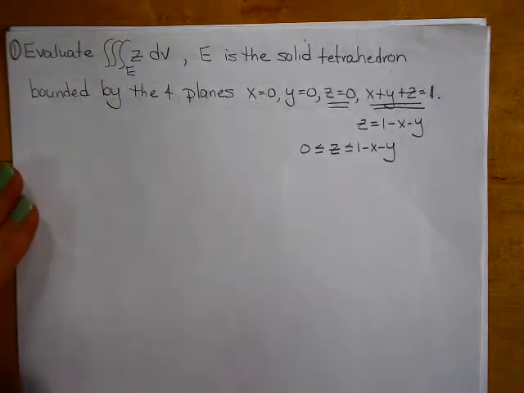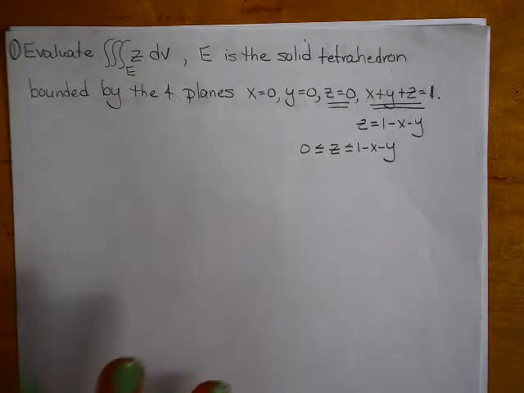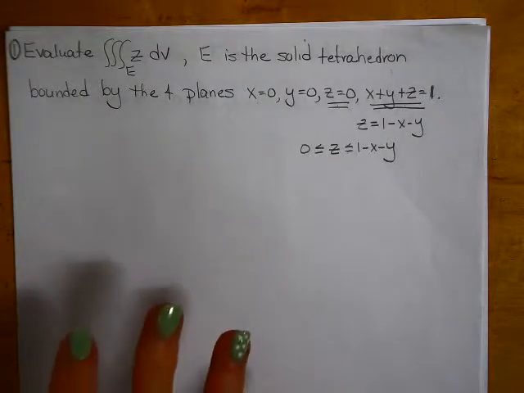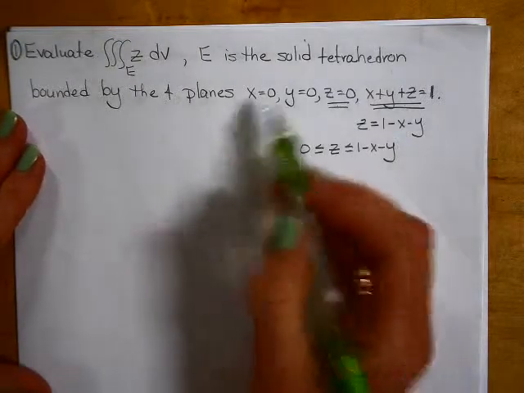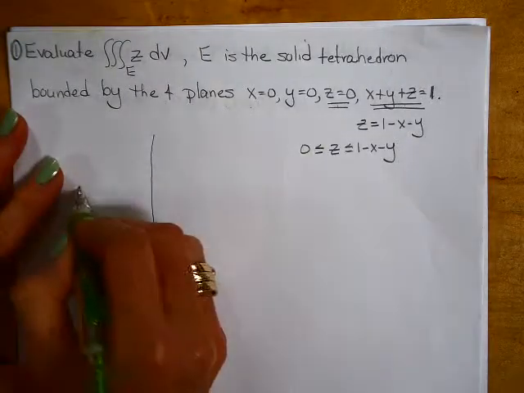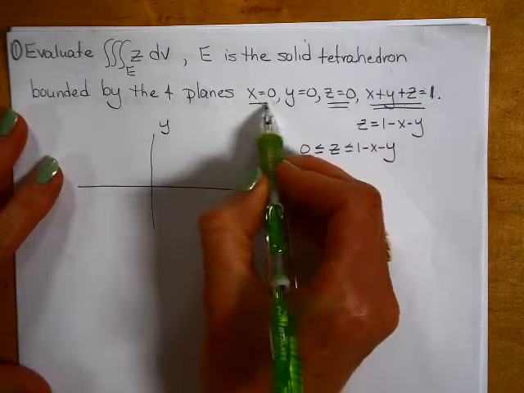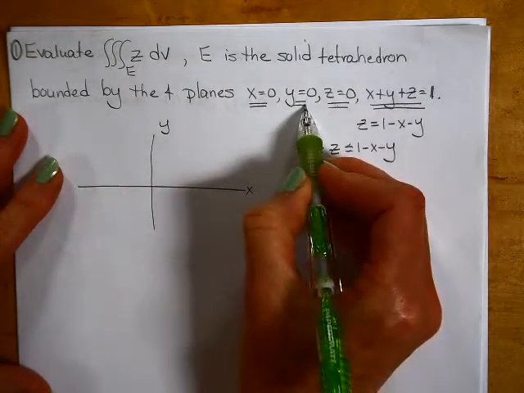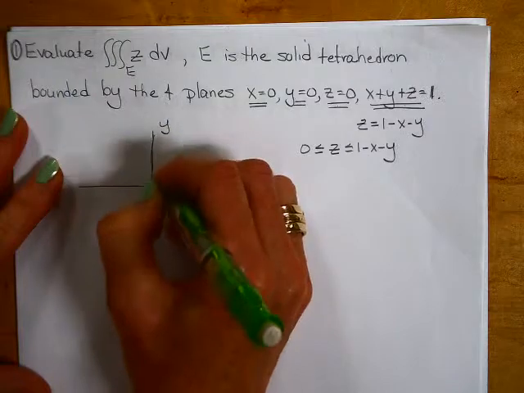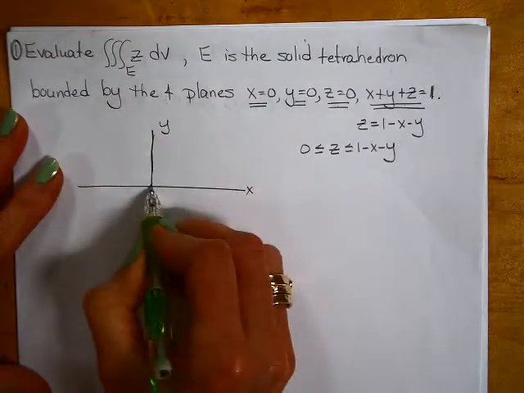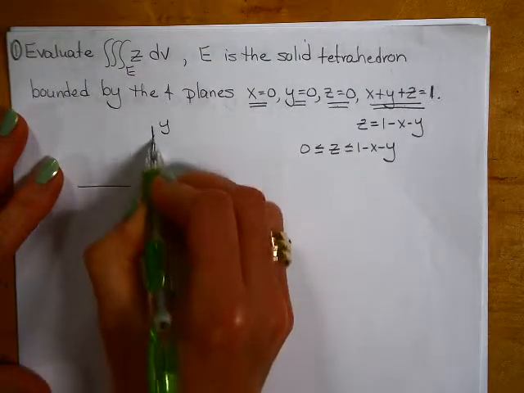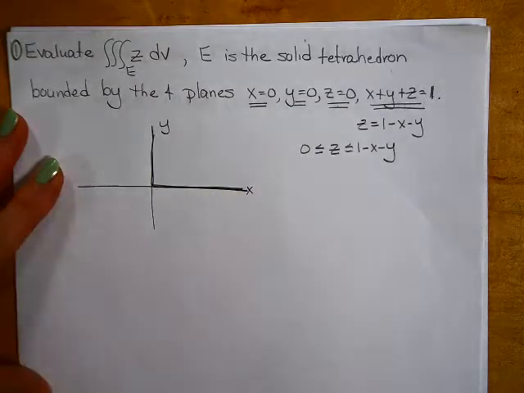Now, to figure out my limits of integration for x and y, the easiest thing to do is to project down to your xy plane. In my xy plane, I know I've got x equal to 0 and y is equal to 0. So that's putting me in this first octant right here.